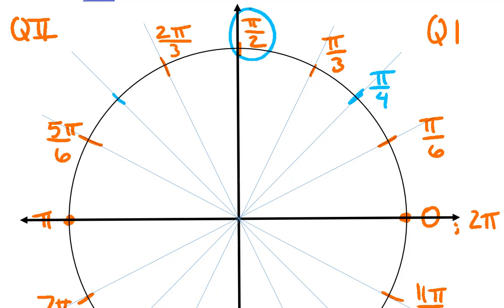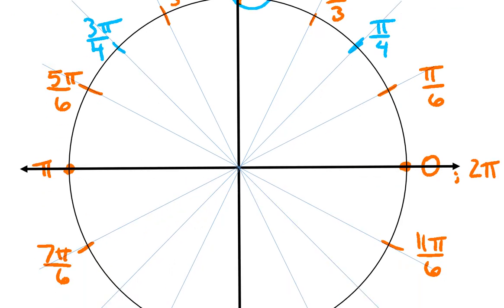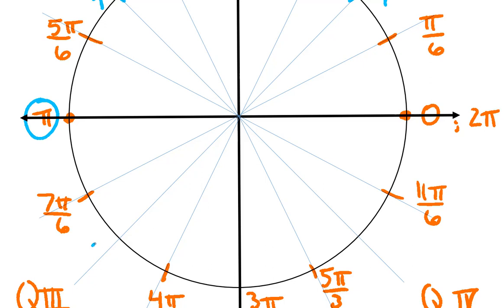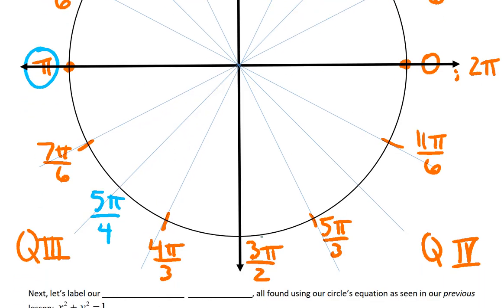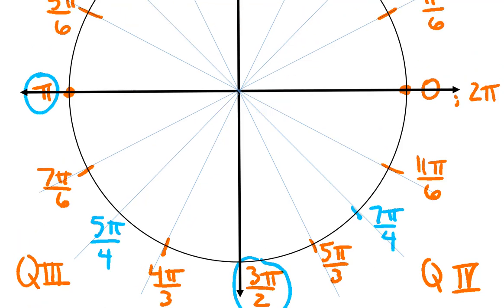Moving around, continuing on, 3/4, or 3 pi over 4, up in quadrant 2. 4 pi over 4, which is again just pi on the left side. And then we have 5 pi over 4 in quadrant 3 in the bottom left. 6 pi over 4, which would reduce to the same thing, 3 pi over 2 that we already have on there. 7 pi over 4 down in quadrant 4. And then all the way back up to 8 pi over 4, which is the same thing as 2 pi.